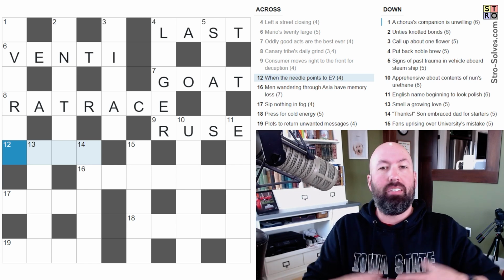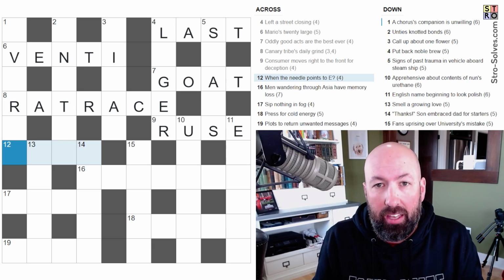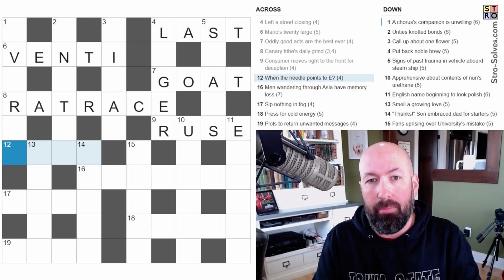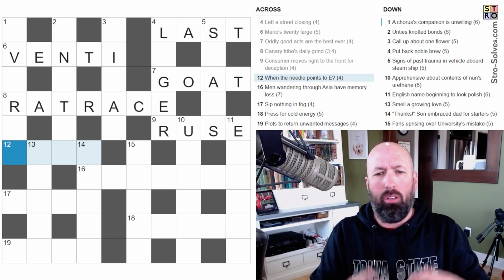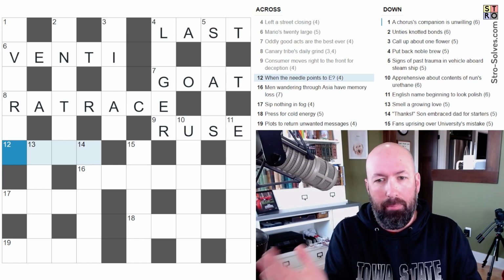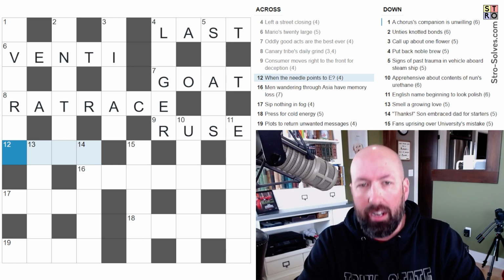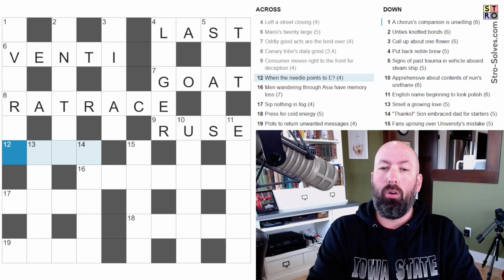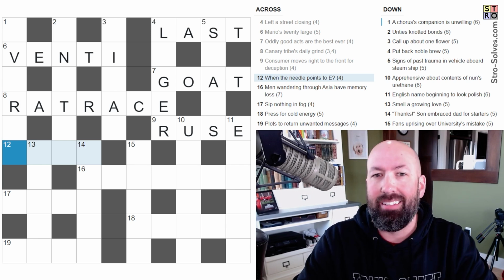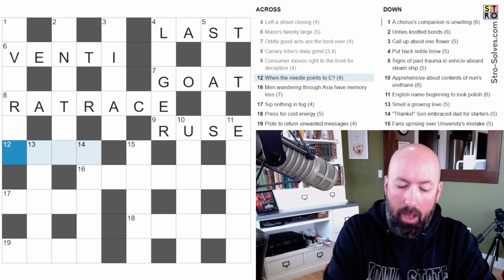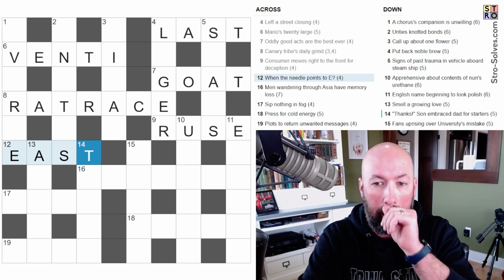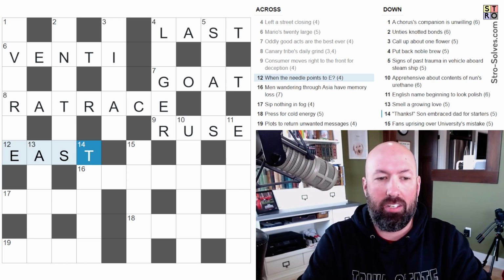So when the needle points to E, the idea behind this clue is to make you think of a gas gauge. And well, it would be empty, right? That's fuel is empty when the needle's pointing to E instead of F. But it's only 4 letters, so you can't put empty. So really what I'm talking about is the needle on a compass. When the needle points to E on a compass, it's east.